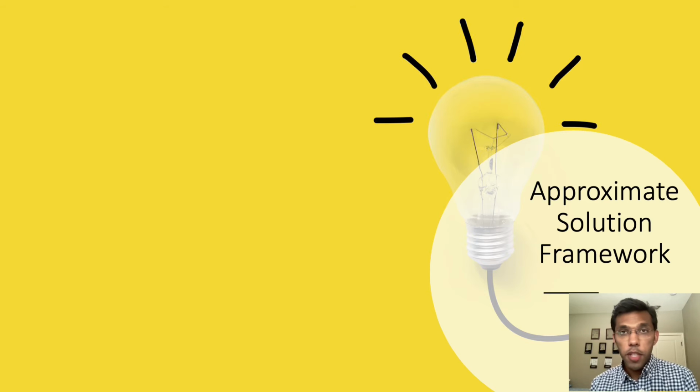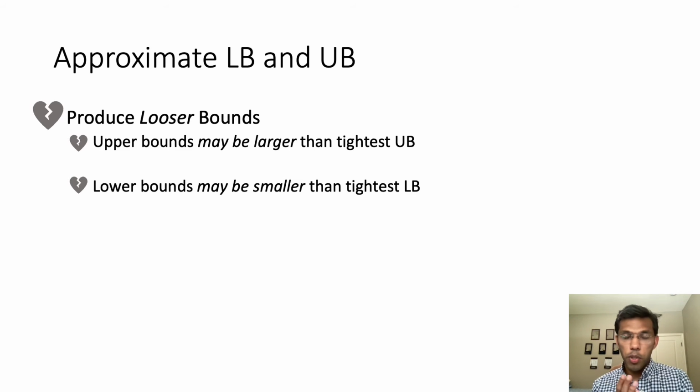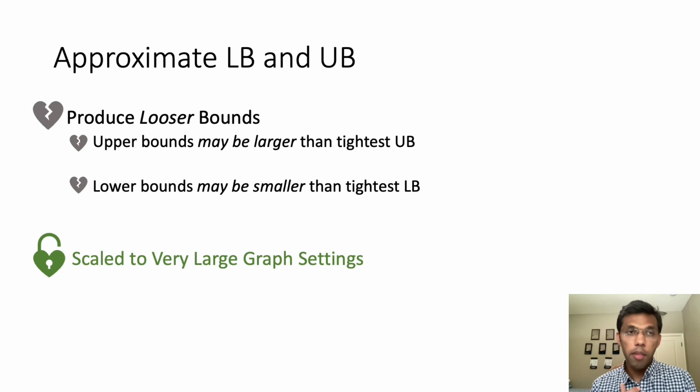We are very excited about the SPLUB algorithm, but the main limitation is it cannot be scaled to very, very large graph settings. So we started looking at an approximate solution framework as a remedy. So what do we mean by approximate LBUB schemes? They produce bounds which are not as tight. In the case of the upper bound, it may not be as small, and in the case of the lower bound, it may not be as high as the tightest ones. So what do we gain out of this? We gain incredible scalability to very large graph settings.